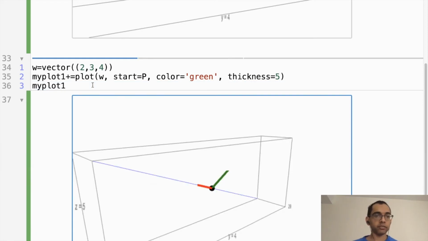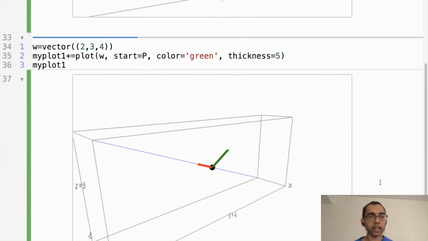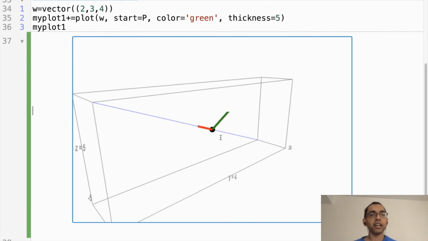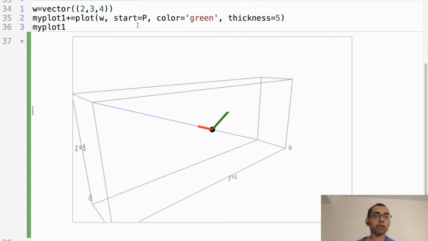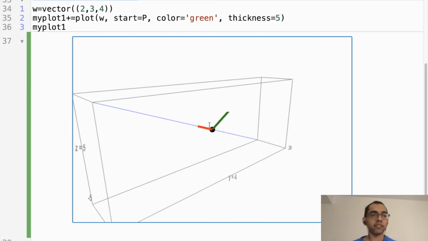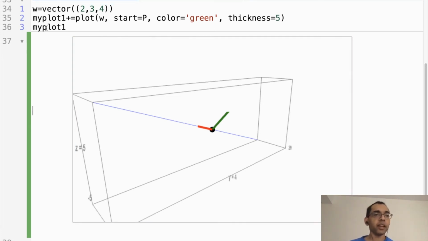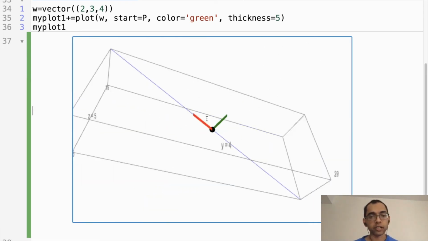I get an error message, unfortunately. Well, I don't know what that was about, but okay, I ran it again, and here I've introduced this other vector w, and I've added it to my plot. So this is what this plus equals means: you already have my plot1, and then you add to it this plot of this vector w. Starting at P is the starting point of w, and for some reason, I colored it green. And the thickness I've set to 5. Again, the thickness and color are options that you can leave off. And then I asked for my plot1, and so here's what it is.